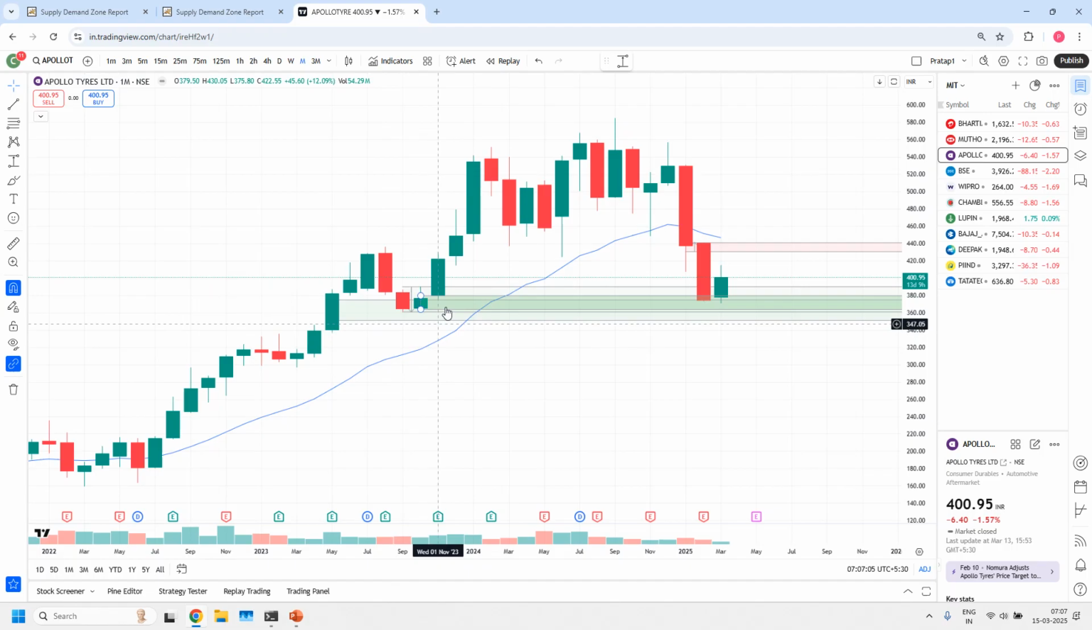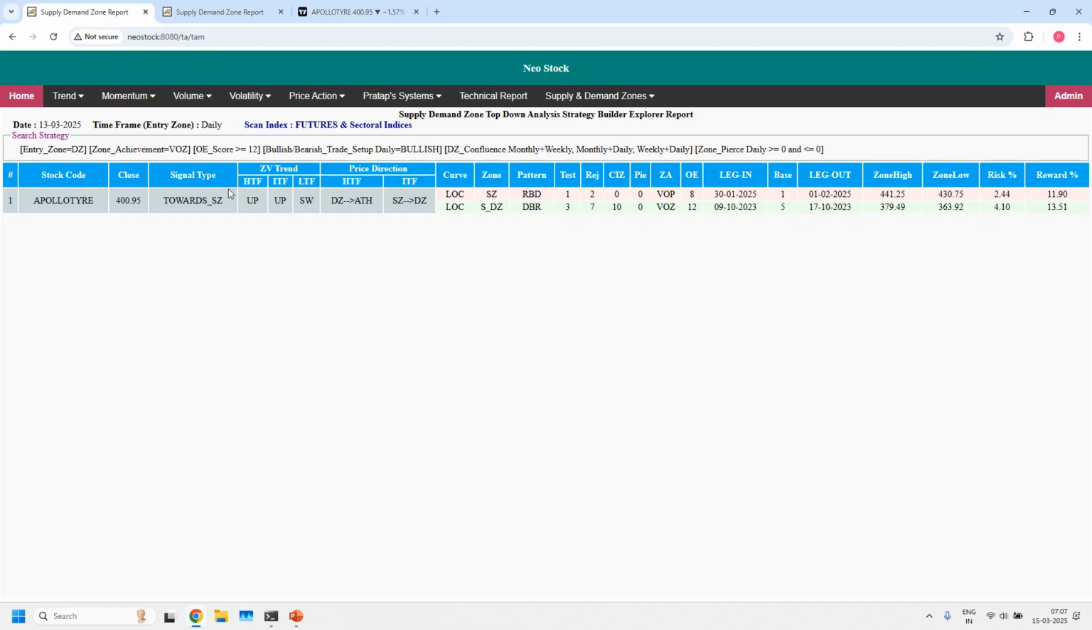So, because all the three are overlapped, this stock is filtered. See here, the demand zone confluence: monthly, weekly, monthly, daily, and weekly, daily. All the three filters. Okay.